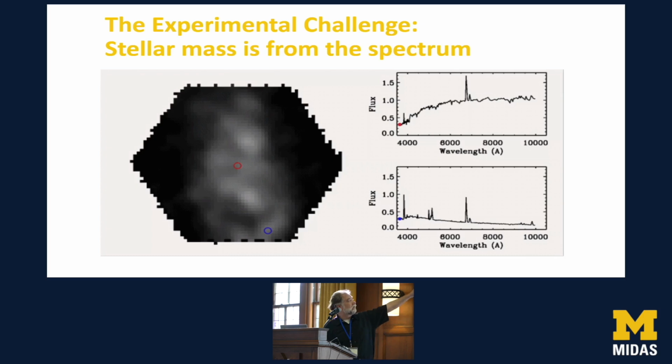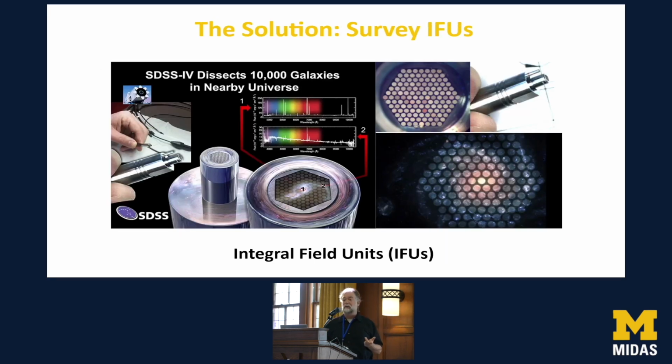Because in this picture here, you'll notice where I put the blue versus the red, those spectra on the right look totally different, and I would do totally different measurements of stellar mass in that region of the galaxy. This galaxy has a total stellar mass of all the stars in it, but depending on where I look, I'm going to get different estimates of what that is. And so if I'm going to map that out, I'm going to build what we call an integral field unit.